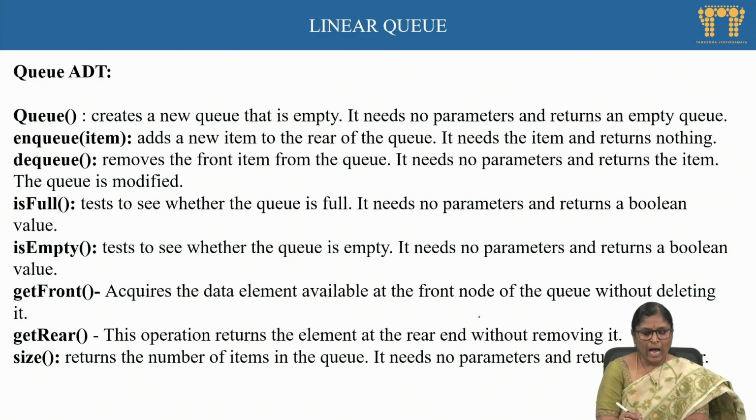Now coming to the abstract data type of a queue. In the abstract data type, we list out the various operations you can perform on a queue. This first operation creates an empty queue. Next, enqueue.